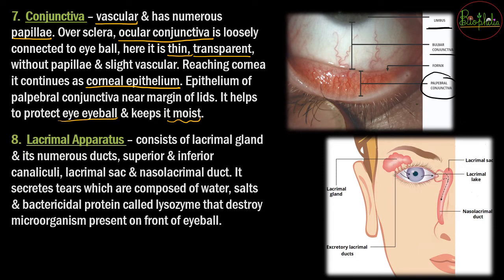The next protective gland is the lacrimal apparatus. It contains the lacrimal gland. This lacrimal gland has many different ducts, such as the superior duct, the inferior duct, the lacrimal sac and the nasolacrimal duct. All these ducts, what are they going to do? They secrete tears.